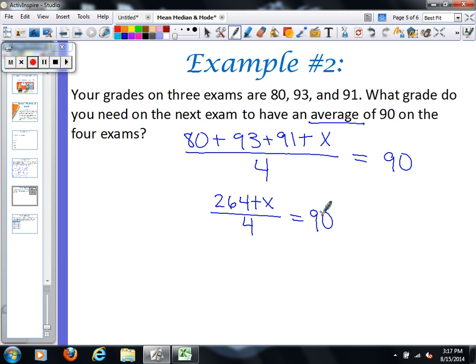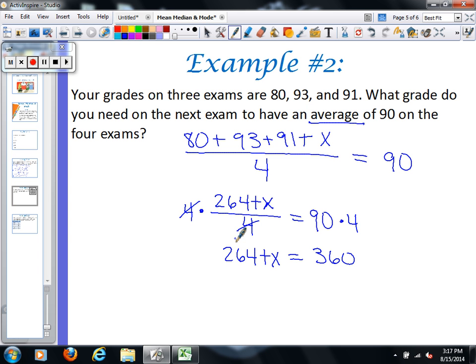Okay? So now you have a pretty simple math equation to solve. I need to know what x is. So the first thing, I'm looking to get x by itself. So in order to get rid of my denominator, I'm going to multiply everything by 4. This will cancel out. This leaves me with 264 plus x equals 90 times 4 is going to be 360. And now I got to solve for x.